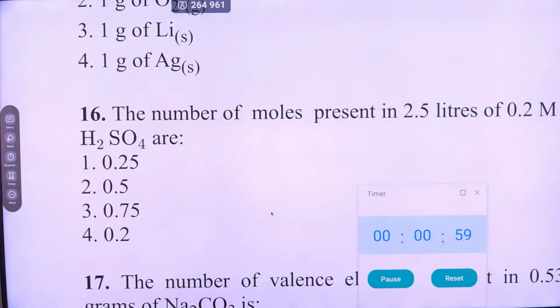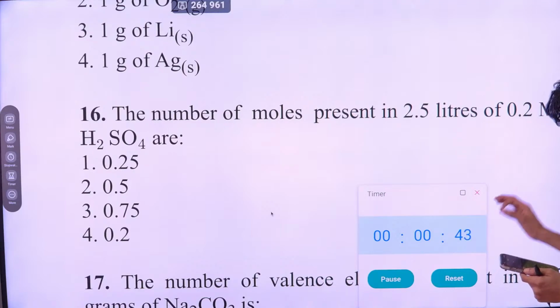Read and do this question. The number of moles present in 2.5 liters of 0.2 mole H2SO4 is how much? It's very easy. I will just give you 30 seconds for this question. If there is any confusion, you let me know.